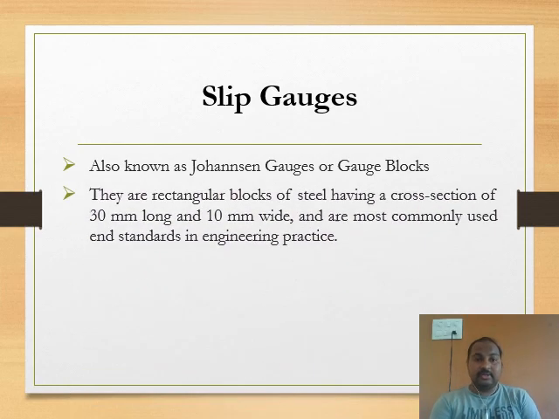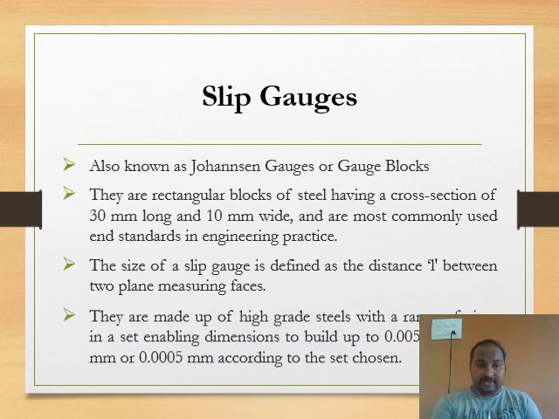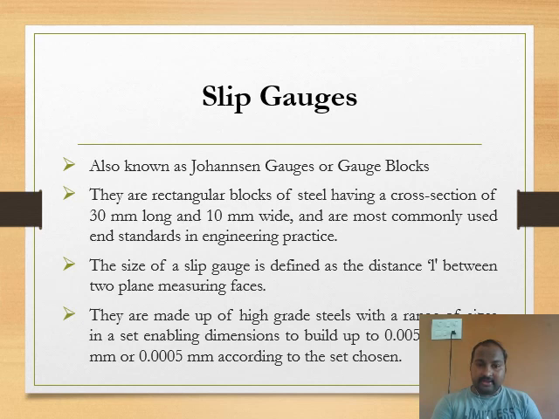Johansson gauge blocks are generally rectangular blocks of steel having a cross section of 300 mm long and 10 mm wide, and they are most commonly used as standards in engineering practice. The size of a slip gauge is defined as the distance L between any two plane measuring surfaces, which are parallel to each other. They are finely ground, high grade materials having a tolerance of 0.0005 mm according to the set zone.